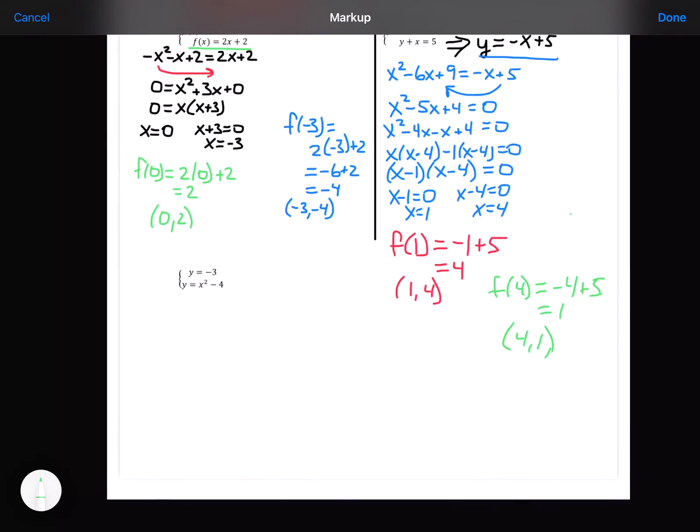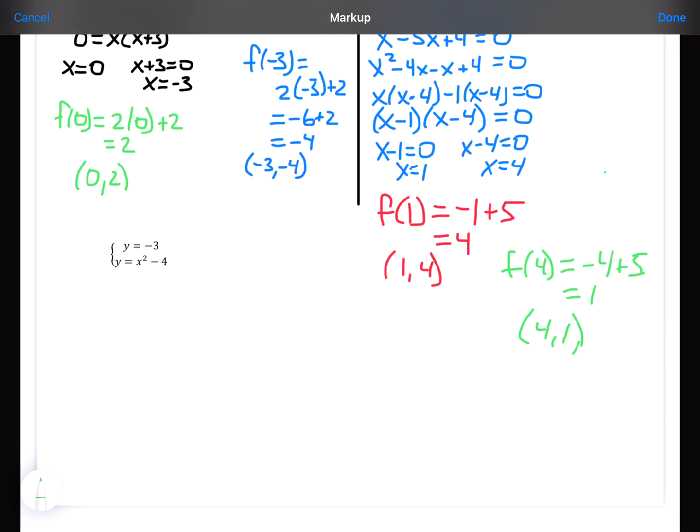And then number 3, we have y equals negative 3 and y equals x squared minus 4. So this one is probably the easiest one of all of them. We get x squared minus 4 equals negative 3. I can just add 4 to both sides. X squared equals 1. When I take the square root of 1, and we haven't gone over this part yet, but just know when I take the square root of 1, that equals plus or minus 1.